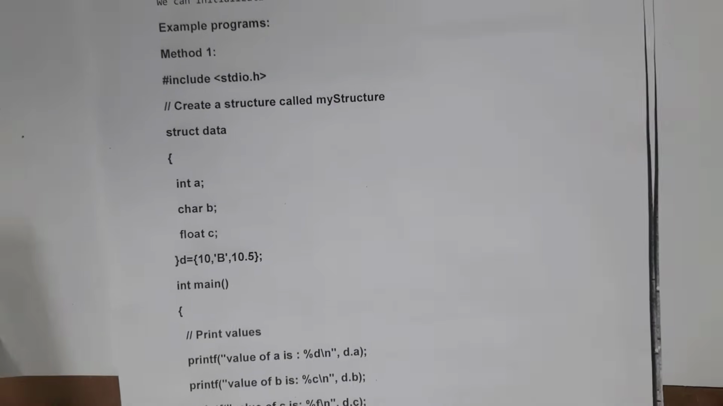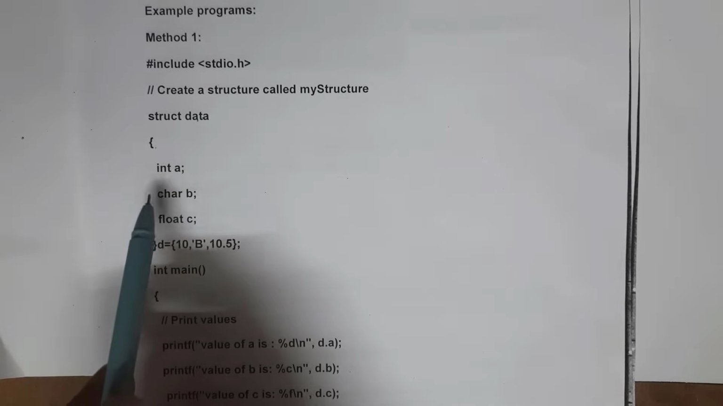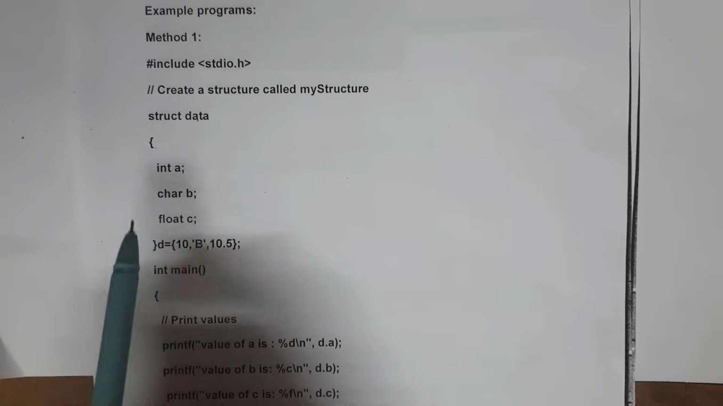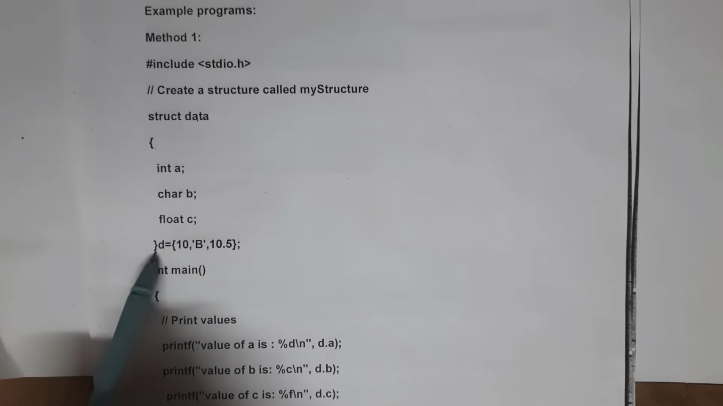This is the first way. Here I wrote hash include stdio.h, that is the header file, and normally we declare a structure outside the main function. So after writing the header file, I wrote struct, and the name of the structure is data. You can also call this name the structure tag. Here I wrote struct data. I opened a curly bracket. Inside this I wrote int a, char b and float c. Here I took three variables of different data types. After that I closed the curly bracket, and here I wrote d equal to, where d is the short name of this data. I am giving a short name for this data as d.